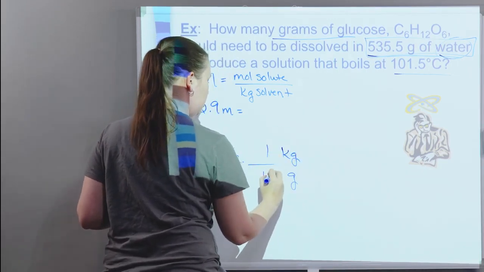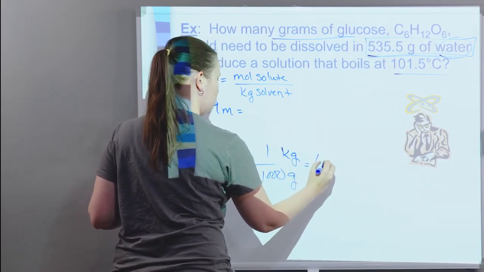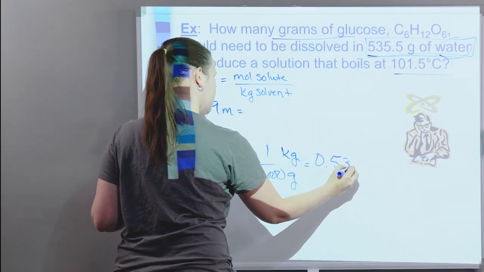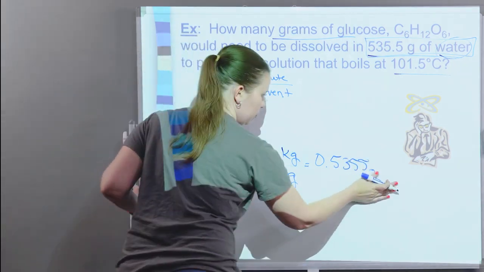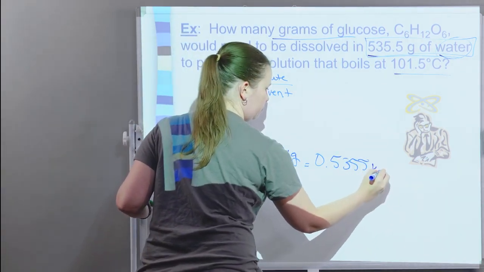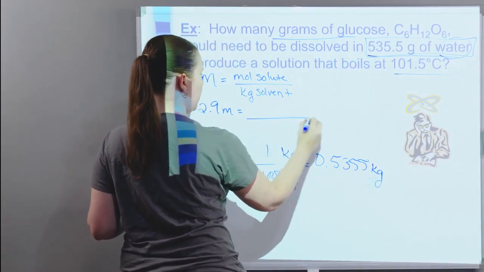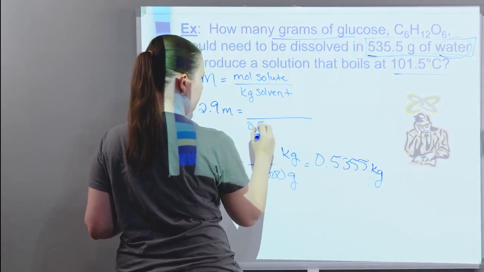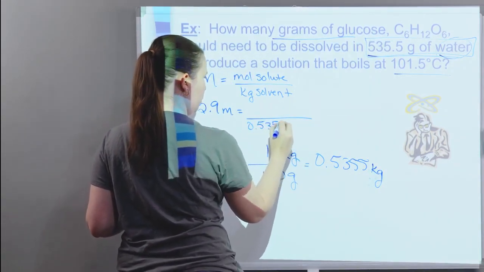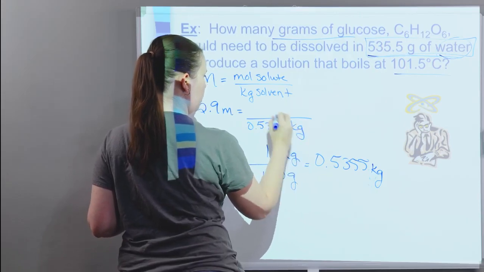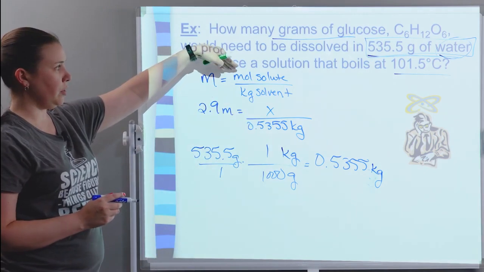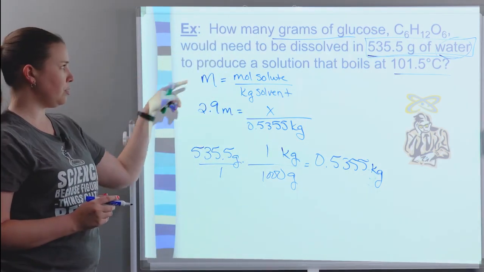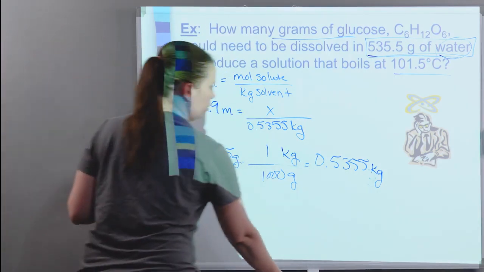We know 1 kilogram is equal to 1,000 grams. So essentially I'm moving my decimal back 3 places. Kilogram, that was the whole point. So if I plug that into the bottom, 0.5355 kilogram, when I solve for the number on the top, it will automatically be in moles of solute due to the definition of molality.